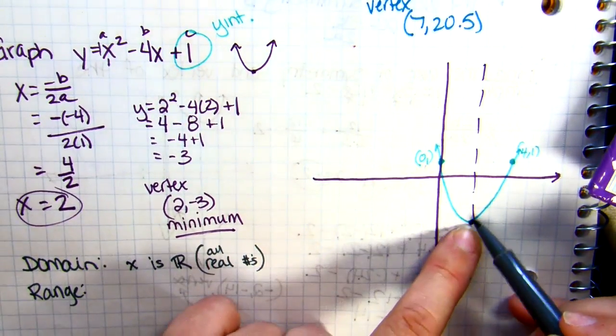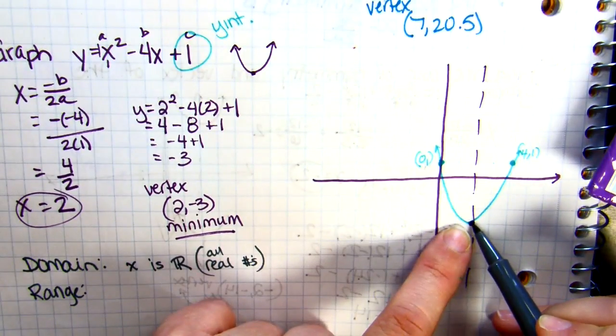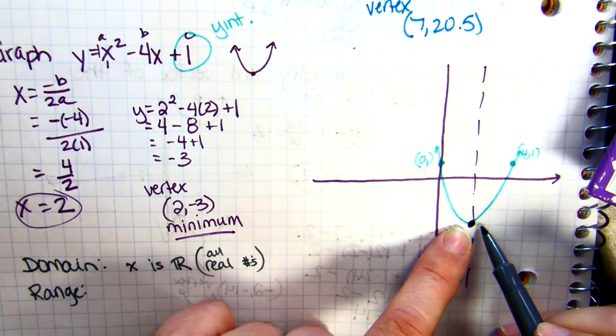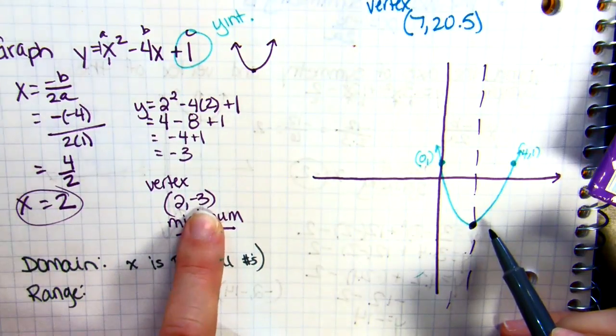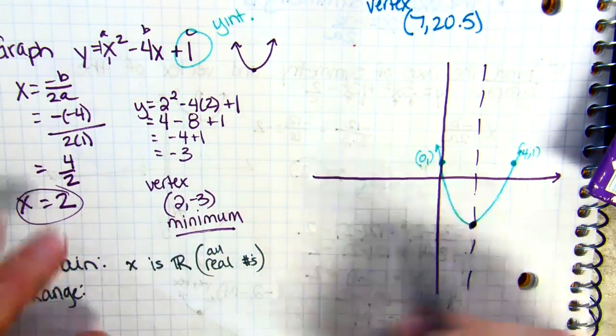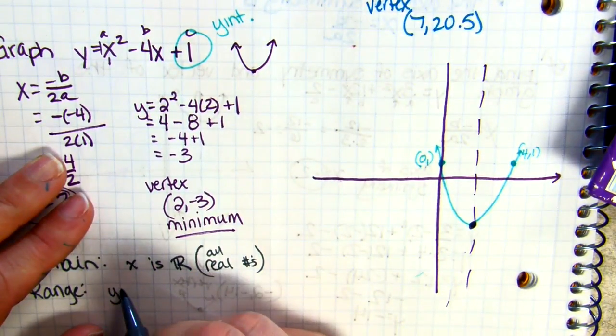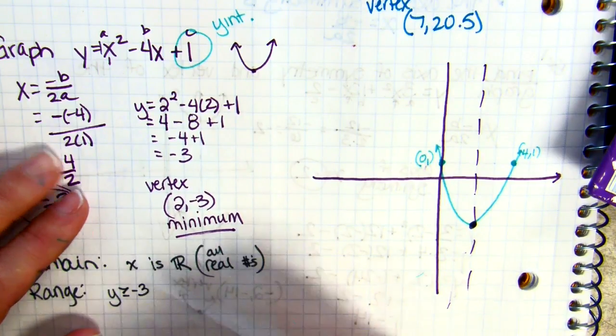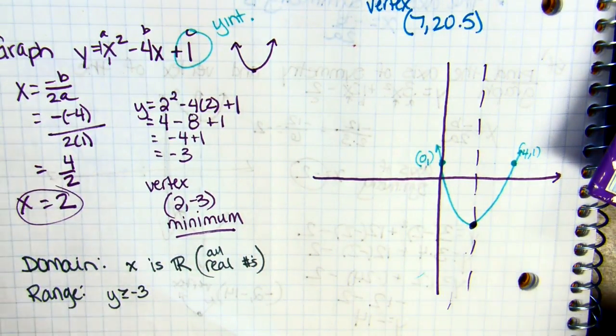My range is going to be all of the possible outputs, everything for y. So you'll see, in this case, because my graph is opening up, and my vertex is at 2, negative 3, the least value my y can be is negative 3. So my range is y is greater than or equal to negative 3.